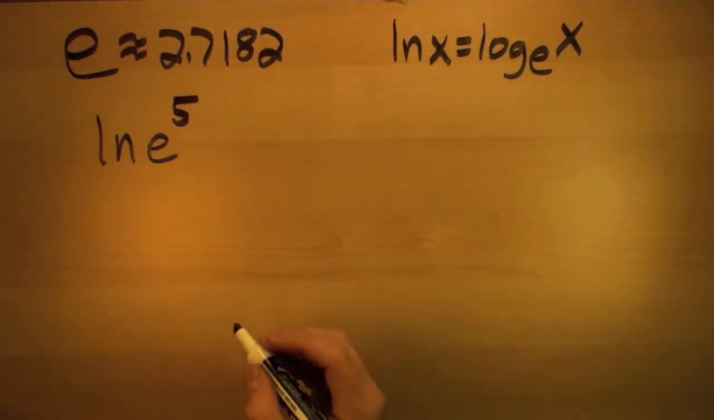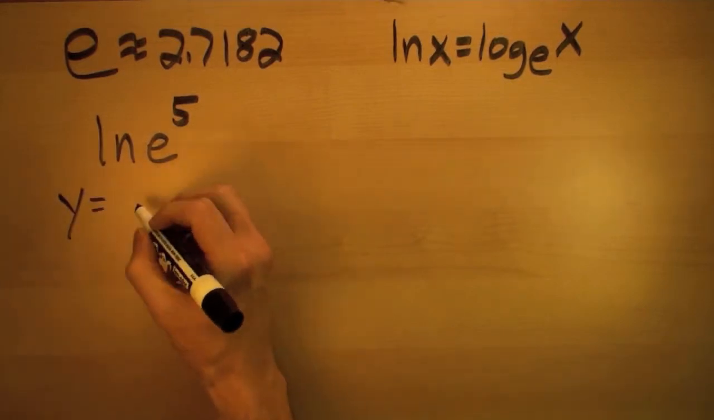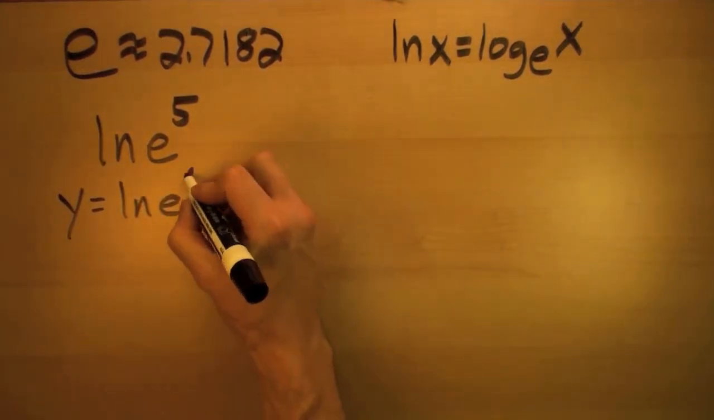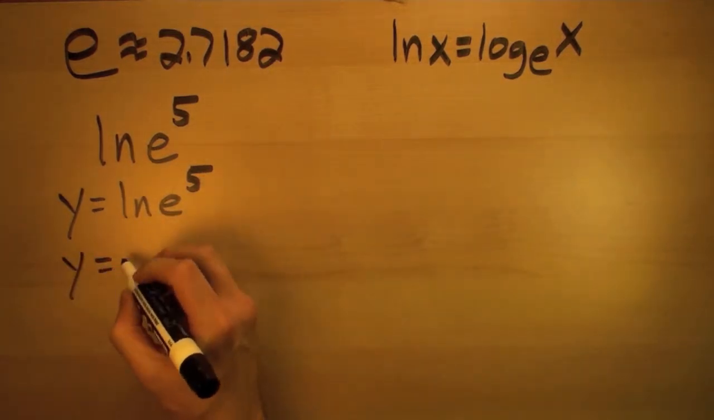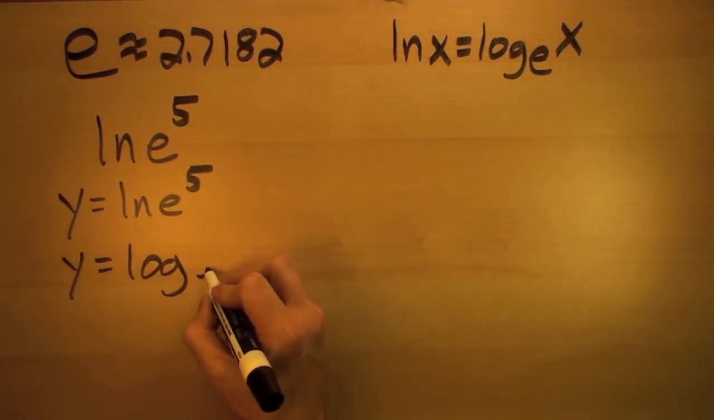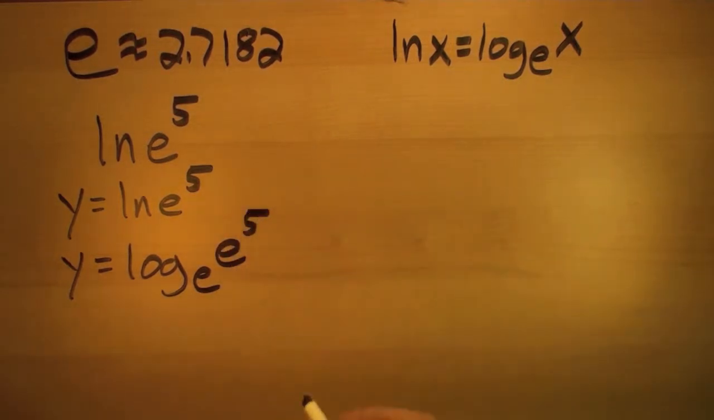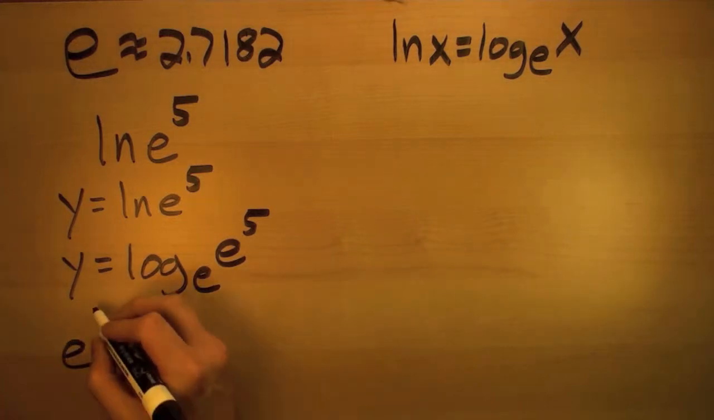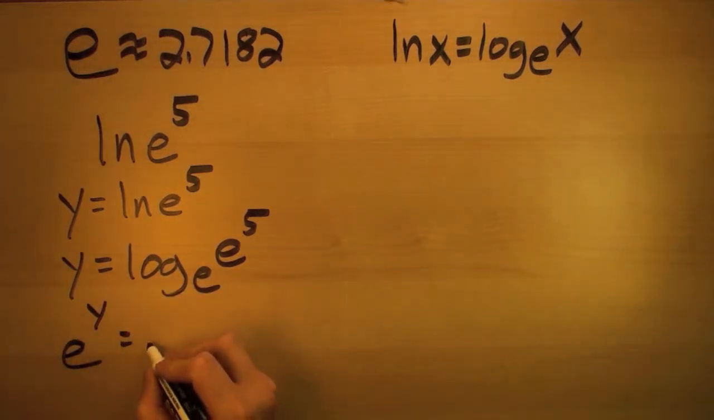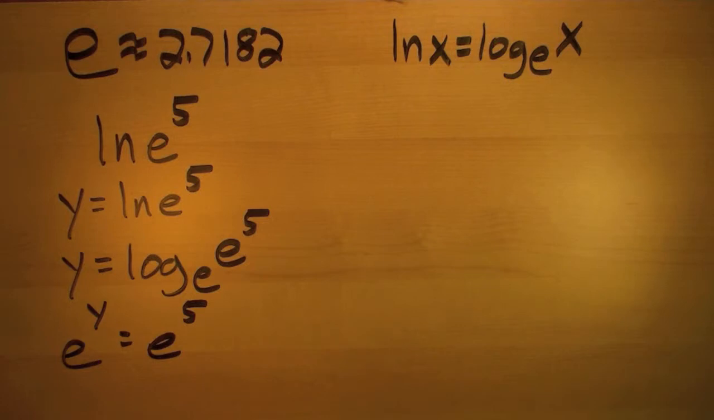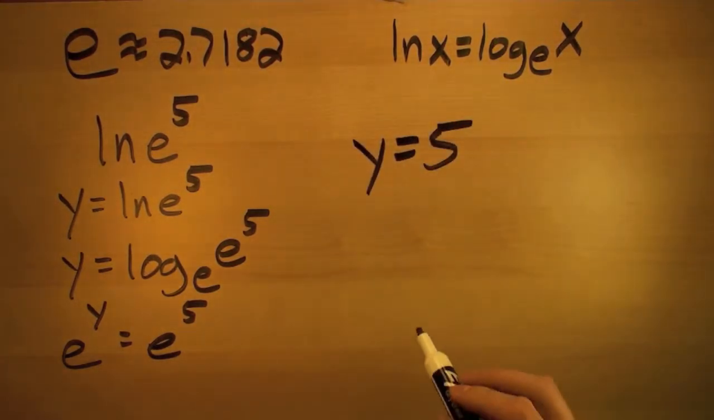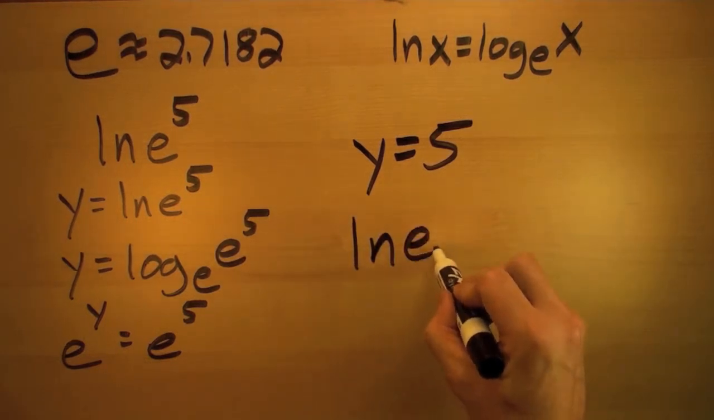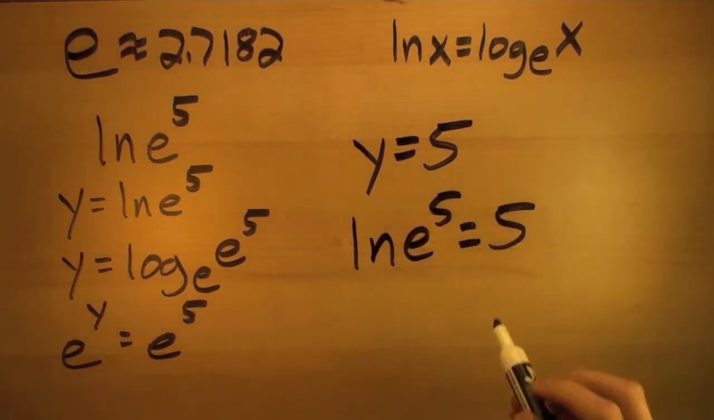So if we start off with the natural log of e to the fifth, we put a variable next to that, y equals the natural log of e to the fifth, and we realize that this really means y equals the log base e of e to the fifth. So when we convert that to exponential form, we get e to the y equals e to the fifth. So y equals 5, meaning the natural log of e to the fifth equals 5.